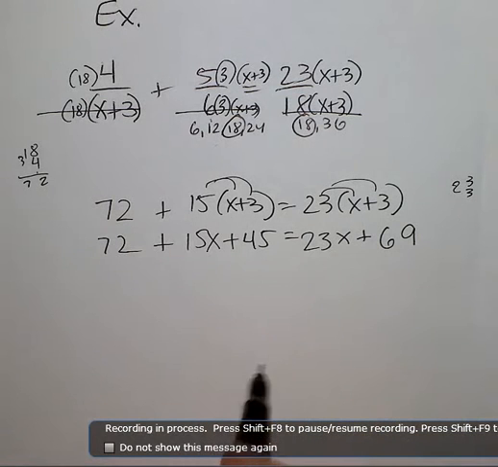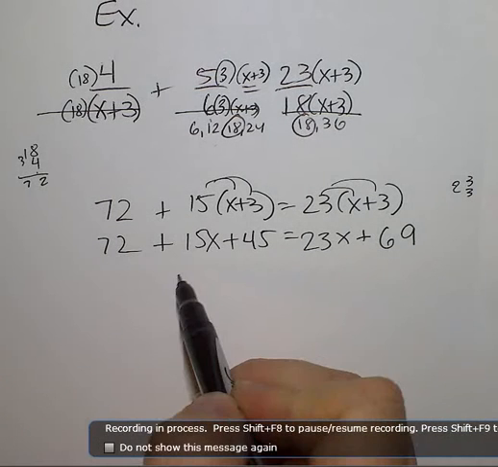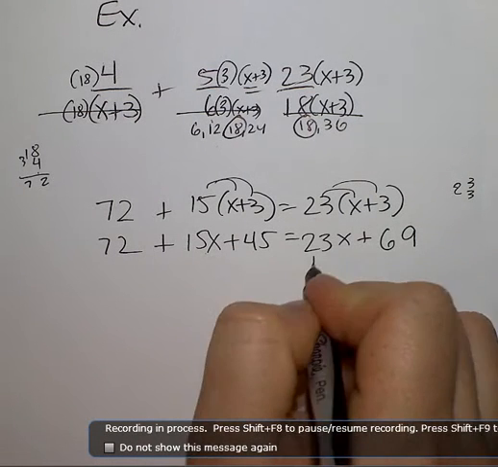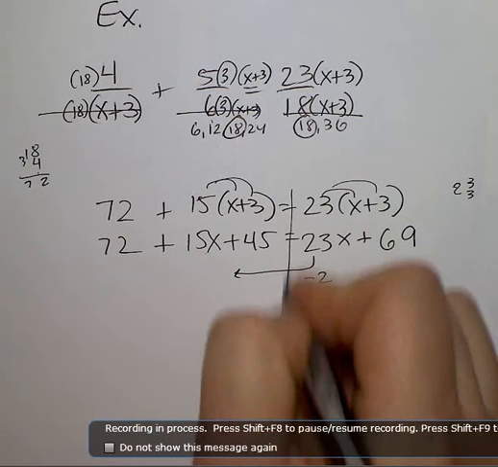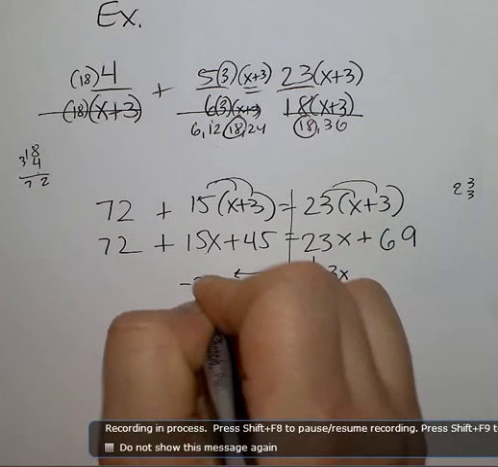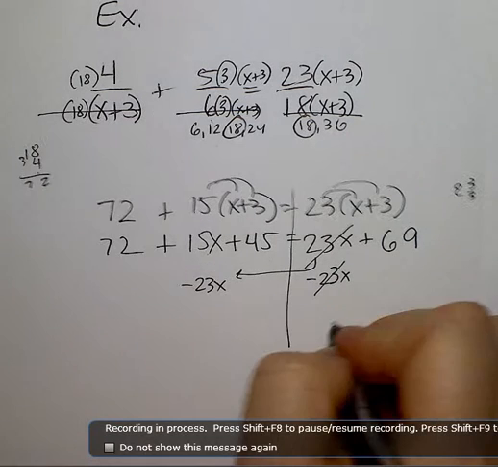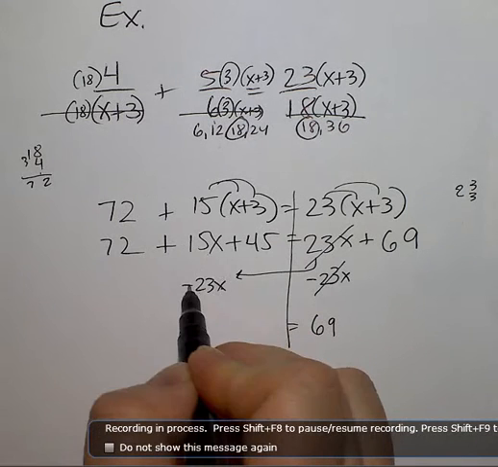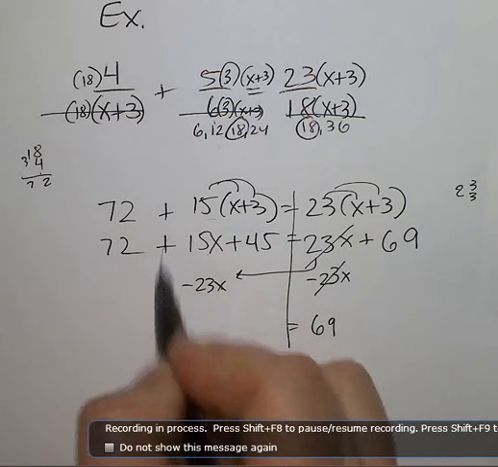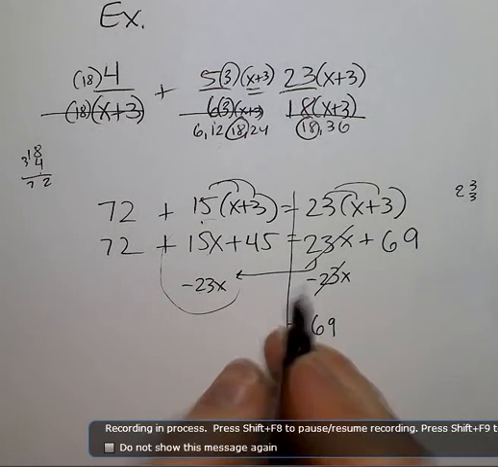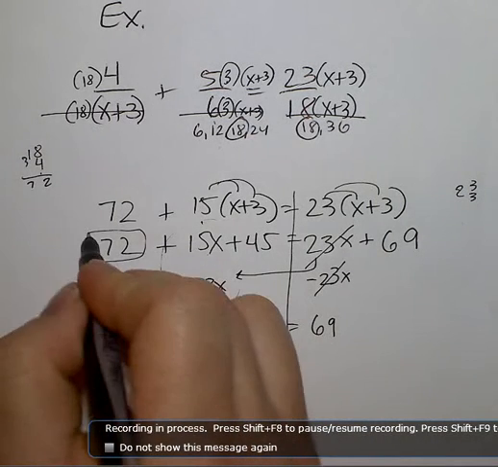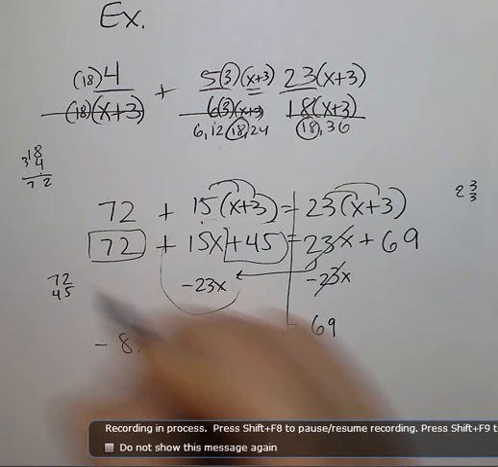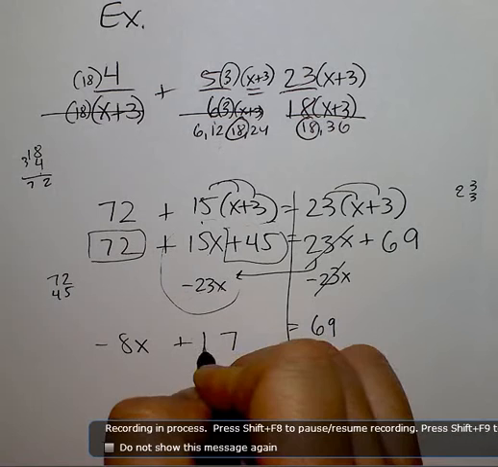Now I'm going to choose to move the variables to the left and the constants that do not contain variables to the right. So I'm going to move this to the opposite side. To do that, I'm going to subtract 23x from the left and right, and I cancel it out on the right-hand side. Negative 23x and positive 15x. Combining like terms, you end up with negative 8x. Combining like terms, 72 plus 45 is 117.